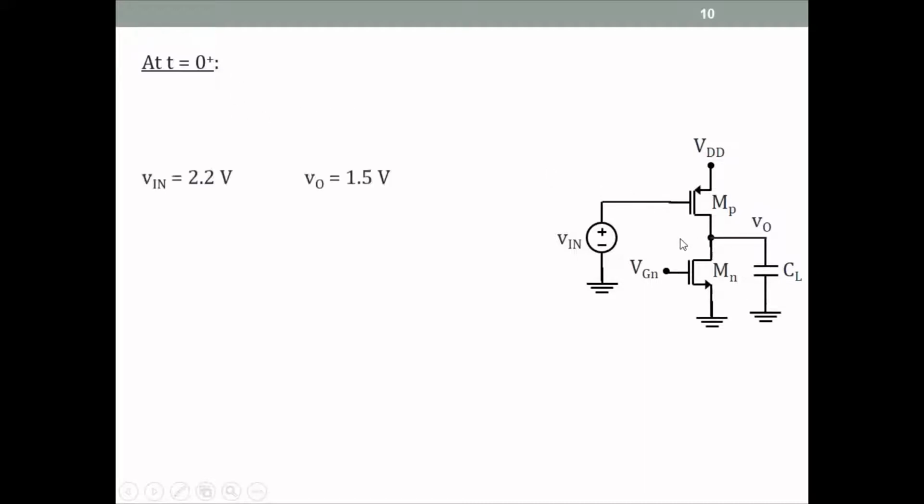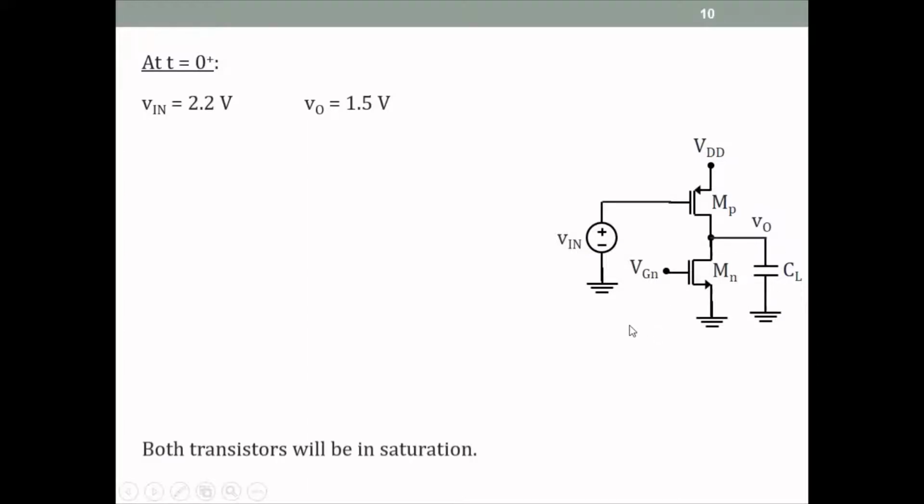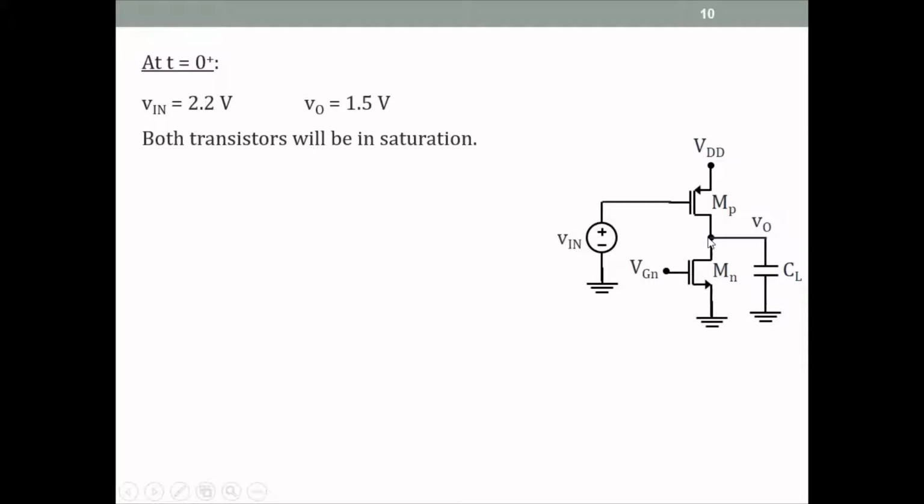At that moment in time, what are the voltages and currents? Vin is 2.2. The output stays at 1.5 because of the capacitor. If this is 1.5 and this is 2.2, this is 0.6. Both transistors are in saturation because this is 1.5. Now let us find the saturation drain currents for both transistors. For the NMOS, it is 1 milliamp because the gate source voltage has not changed.